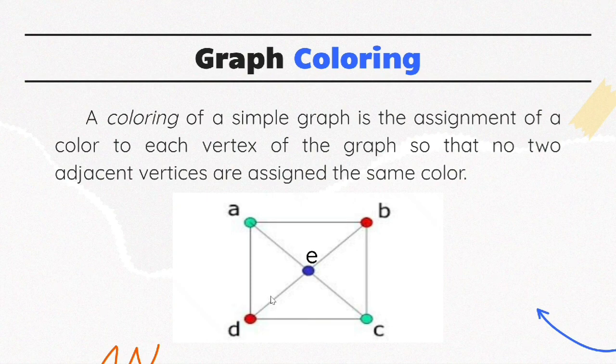Am I right? But vertices A and C can have the same color since they are not connected by a line segment or by an edge, as well as B and D, they are not connected by an edge. So they can be of the same color since their vertices are not adjacent. Okay?